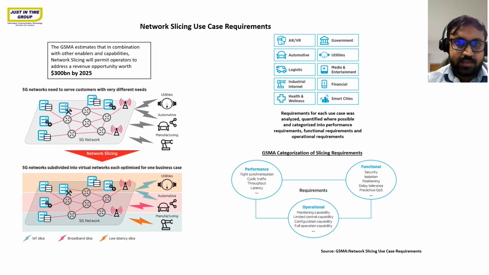GSMA is another standards organization. They have also defined the different types of network slicing requirements. One aspect is that we can explain network slicing requirements from a performance perspective when you build a network slice. It could be a throughput requirement, a latency requirement, a functional requirement, or an operational requirement. I will explain them in detail in later slides.